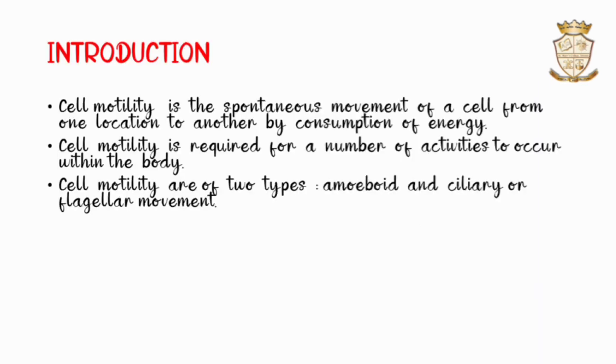Here I am going to present about cell motility. Cell motility is the spontaneous movement of a cell from one location to another by consumption of energy. Cell motility is required for a number of activities to occur within the body. Cell motility is mainly of two types: amoeboid, and ciliary or flagellar movement.